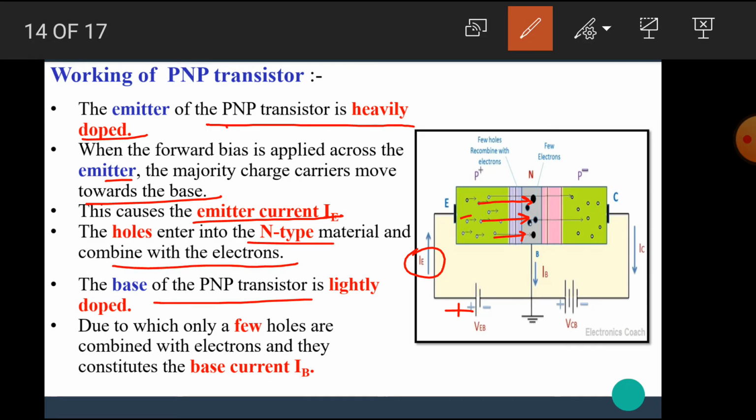Next, the holes enter into the n-type material and recombine with the electrons. The base of the PNP transistor is lightly doped and has a very small area, due to which only a few holes are recombined with the electrons and they constitute the base current.